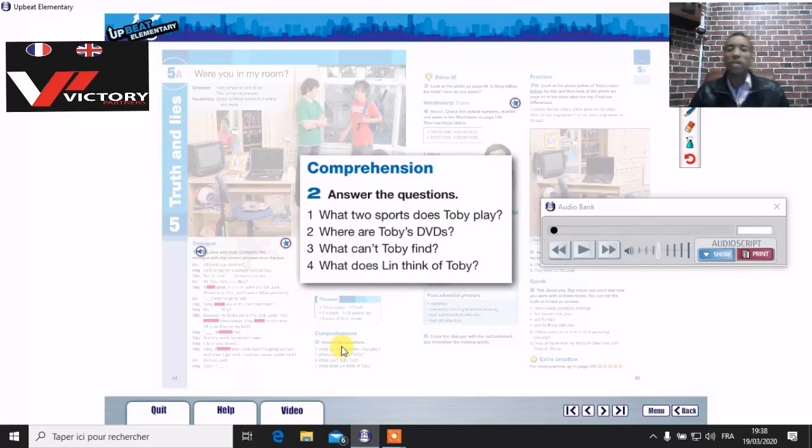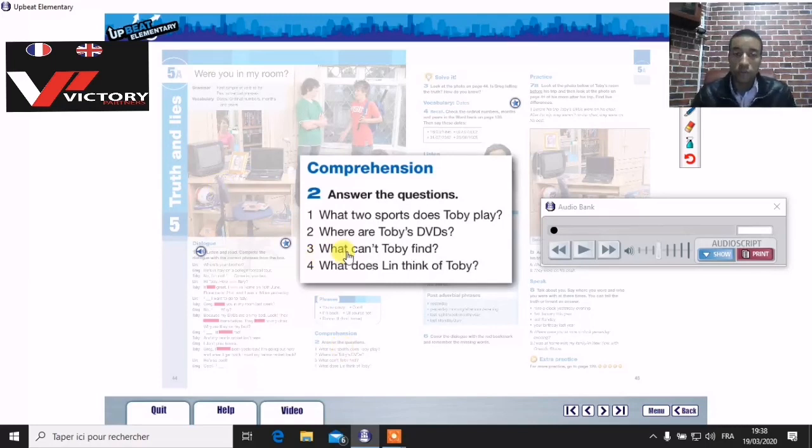Number 3, what can't Toby find? Yes, it's his tennis racket. Okay, because in the dialogue he said it wasn't here. Okay. Number 4, what does Lynn think of Toby? In the last part of the dialogue, we find that he is cool, right? So he is nice. That's it.